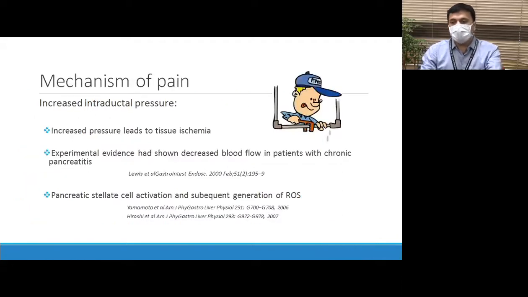So what are the mechanisms of pain? There are two mechanisms that have been considered for pancreatic pain: increase in intraductal pressure or neural mechanisms. The increase in intraductal pressure because of a stricture or a stone causing an obstruction leads to tissue ischemia. Studies have also shown that patients with chronic pancreatitis tend to have decreased blood flow, and there is subsequent pancreatic cell activation and generation of reactive oxidative stress.